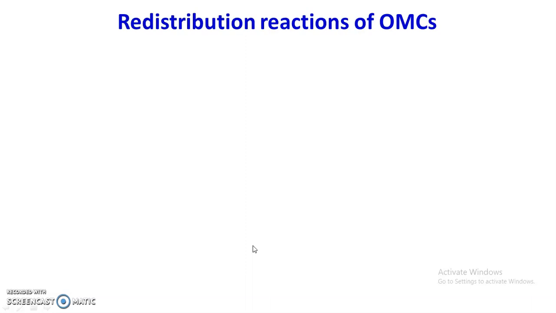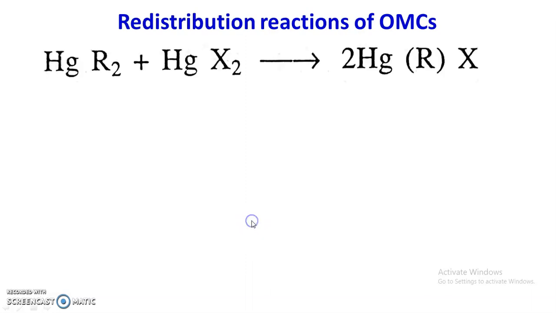When two derivatives of the same element, for example mercury, zinc, gallium, boron, germanium, tin, etc., interact, then there is an exchange of groups between the same element. Such a reaction is called a redistribution reaction. We'll take an example.